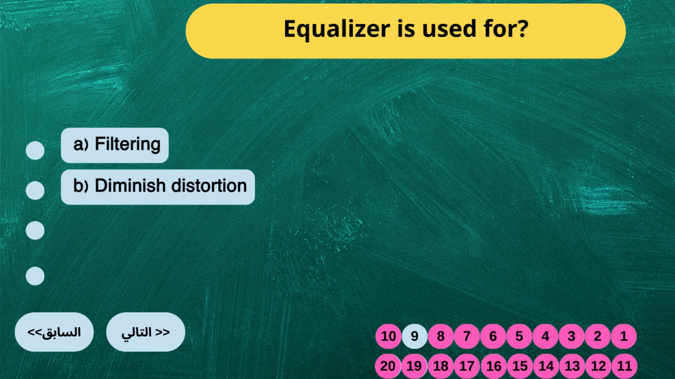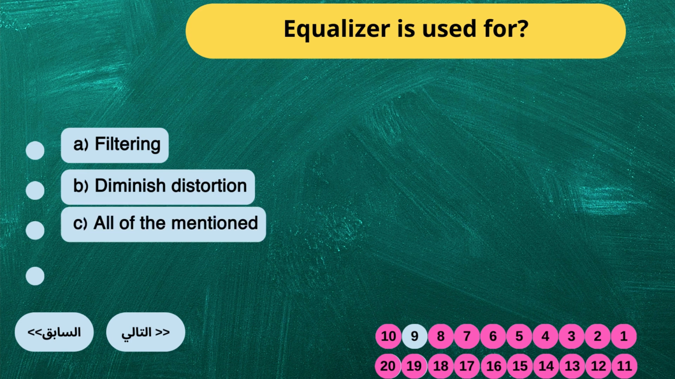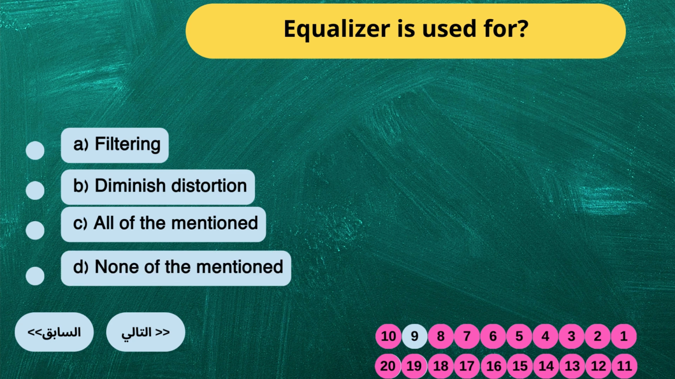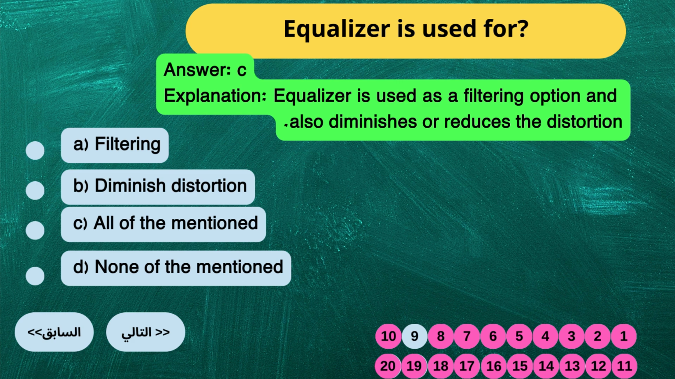Equalizer is used for A. Filtering. B. Diminish distortion. C. All of the mentioned. D. None of the mentioned answer. C. Explanation. Equalizer is used as a filtering option and also diminishes or reduces the distortion.